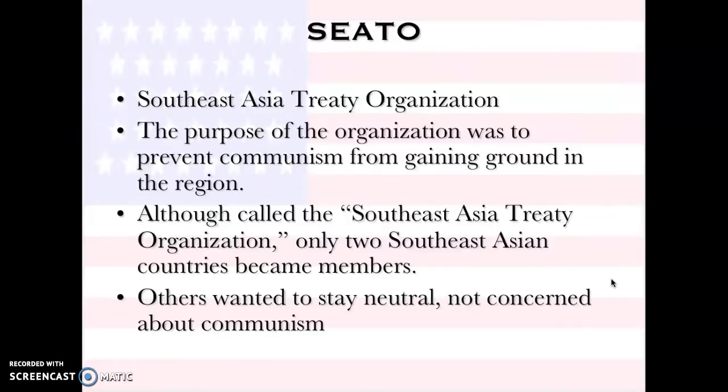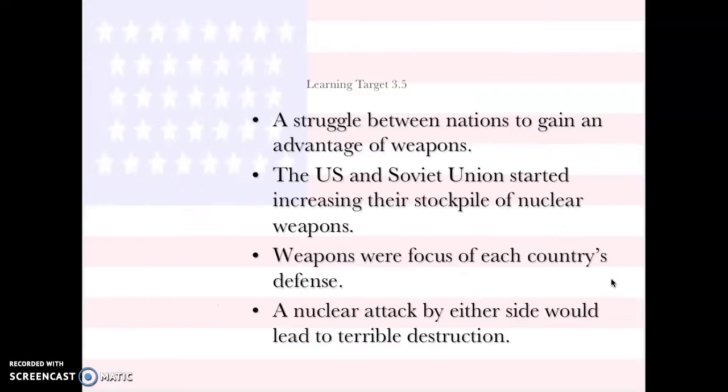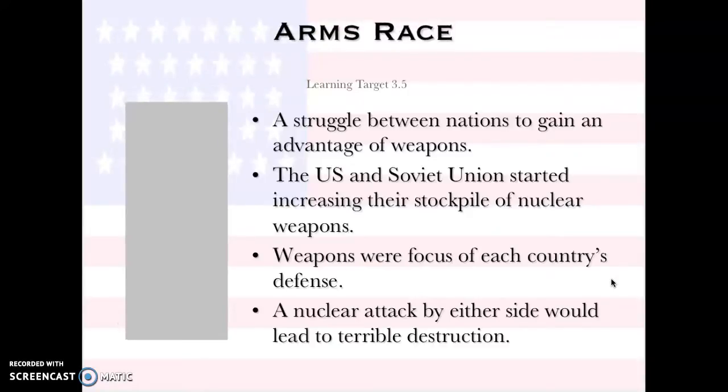We also have SEATO, which is the Southeast Asia Treaty Organization, and this is kind of like NATO, but it's between America and Southeast Asia. Unfortunately, only 2 Southeast Asian countries became members. All right, so what we have here is an arms race, a struggle between nations to gain an advantage of weapons. The U.S. and Soviet Union started increasing their stockpile of nuclear weapons, and this is when things get crazy.